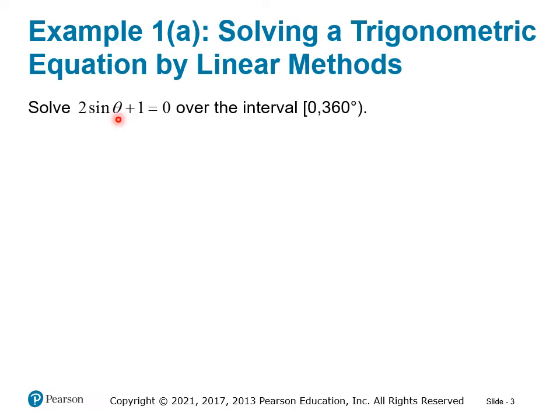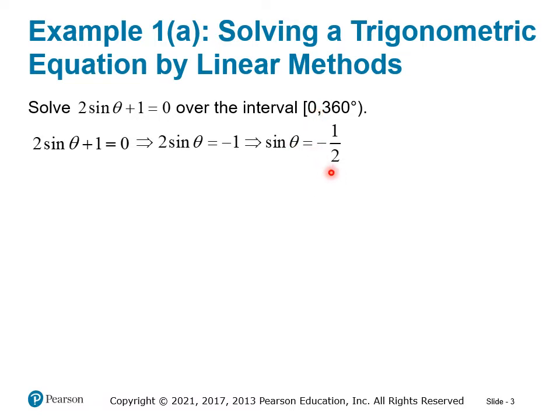And so all we're going to do is isolate theta, just as we would if theta was an x in an algebraic problem. So the first thing we're going to do is subtract 1 from both sides. Then we're going to get rid of this 2. The opposite of multiplying by 2 is dividing by 2. And so we have the sine of theta is equal to -1/2.